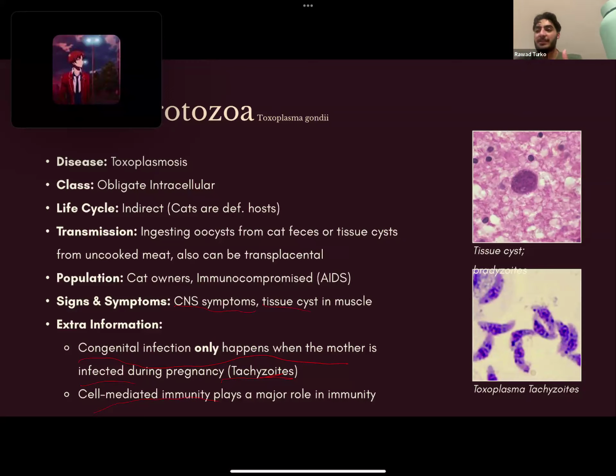Basically, from these cysts, you're going to get tachyzoites. The tachyzoites are rapidly dividing parasites, and that's why we call them tachy for fast, tachyzoites. And then they can go into the tissue and form these cysts. And inside of these cysts, you can find bradyzoites. And that's because brady for slow, because they're slowly multiplying, slowly replicating inside of these tissue cysts.